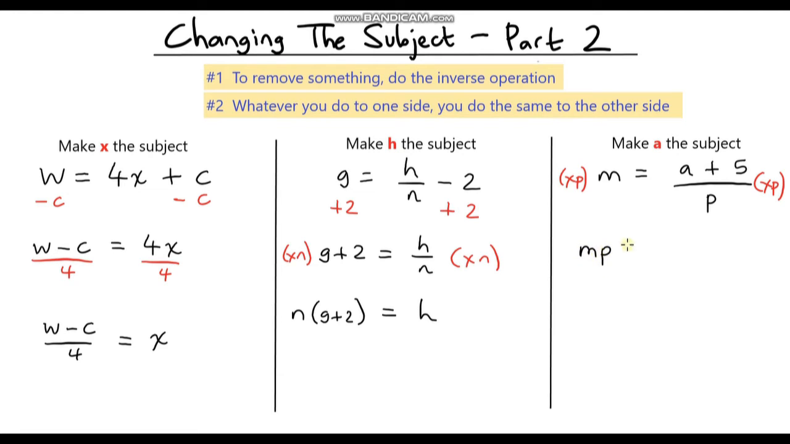I don't need to write the multiplication. And then on the right hand side, well, those p's cancel, so all I'm left with is a plus 5. And now all we need to do is get rid of this 5. So to get rid of the positive 5, I'm just going to subtract 5, and I'm obviously going to do that from both sides. So on the left hand side I've got mp minus 5, and then on the right hand side all I'm left with is a, and we are done.